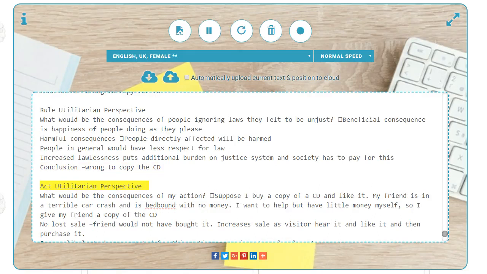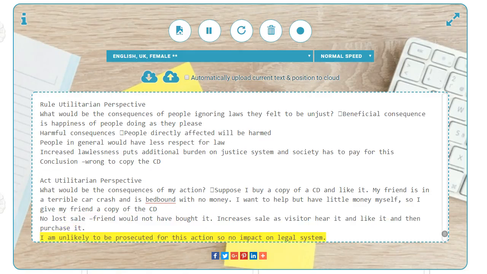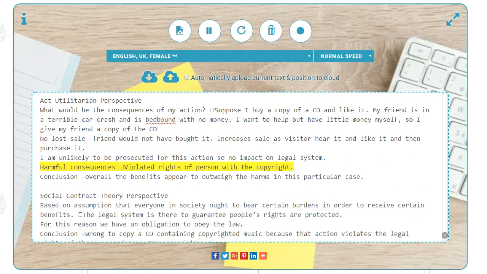Act utilitarian perspective. What would be the consequences of my action? Suppose I buy a copy of a CD and like it. My friend is in a terrible car crash and is bedbound with no money. I want to help but have little money myself, so I give my friend a copy of the CD. No lost sale, as my friend would not have bought it. It may increase sales, as visitors hear it, like it, and then purchase it. I am unlikely to be prosecuted for this action, so there is no impact on the legal system. Harmful consequences: violated the rights of the person with the copyright. Conclusion: overall, the benefits appear to outweigh the harms in this particular case.